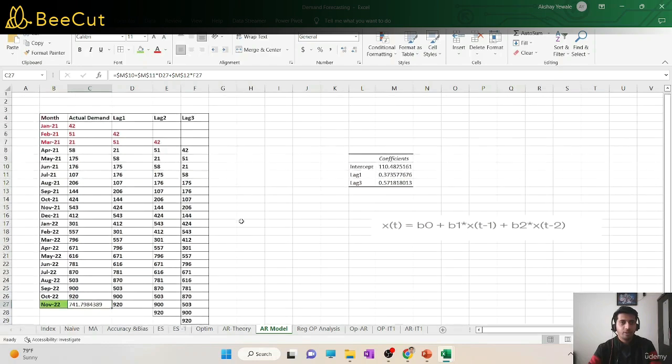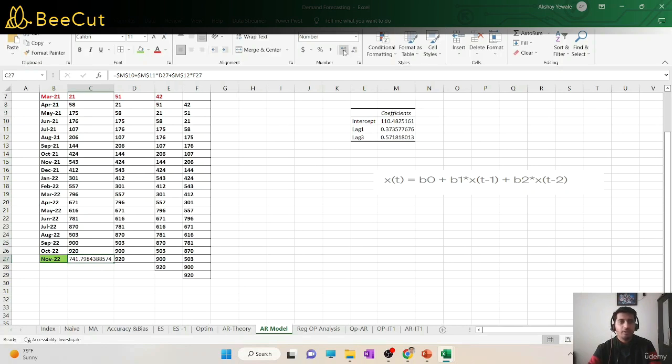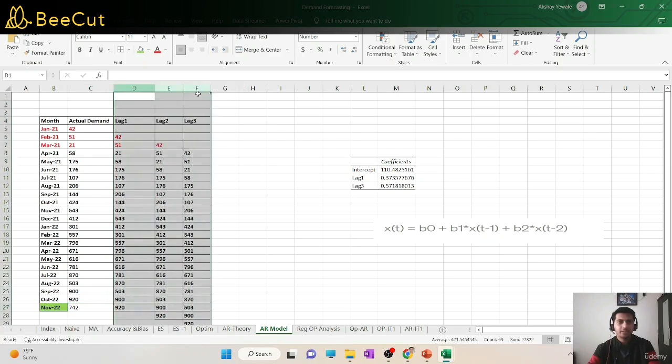The same way you can predict for December, Jan, Feb going ahead. So here is our final prediction for the November month. So here comes our output. Then based on this, you can calculate your accuracy and bias, and judge how good the model is. But yeah, this is the AR model in a nutshell, how you can build it in an Excel sheet by using the regression option in the data and taking the lags of the same time series data.